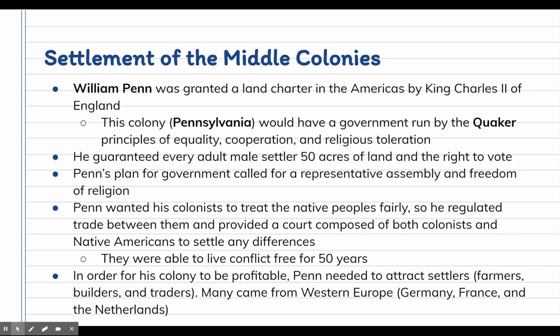So again, we're starting to see these elements of kind of democracy and what we will eventually incorporate into our Constitution. Penn wanted his colonists to treat the native people fairly, so he regulated trade between them and provided a court composed of both colonists and Native Americans to settle any differences. And they were able to live conflict-free.